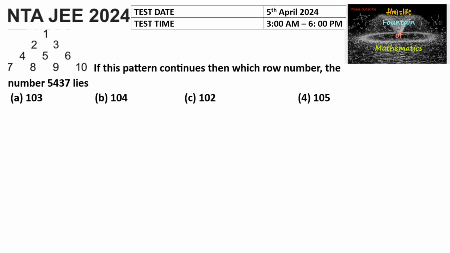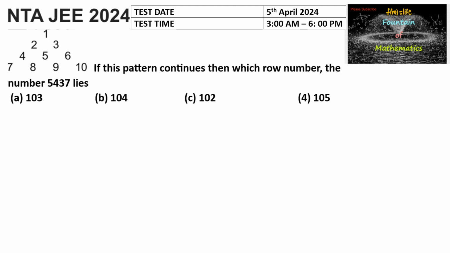A pattern is given: 1 in the first row, 2 and 3 in the second row, 4, 5, 6 in the third row, 7, 8, 9, 10 in the fourth row. And if this pattern continues, then in which row does the number 5437 lie?